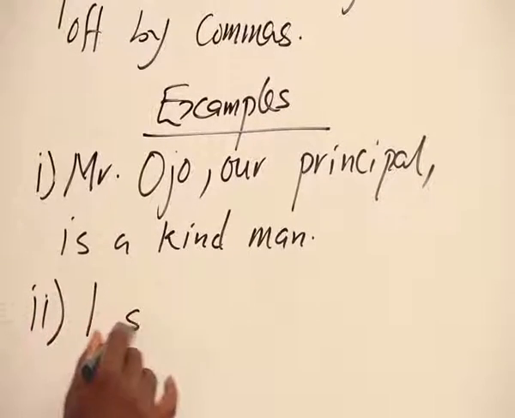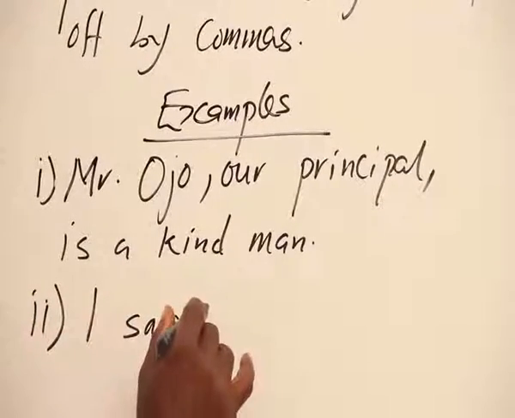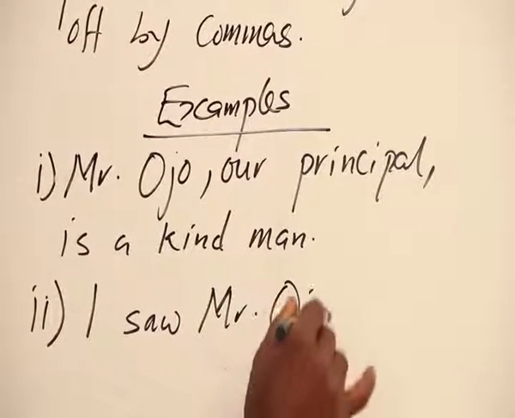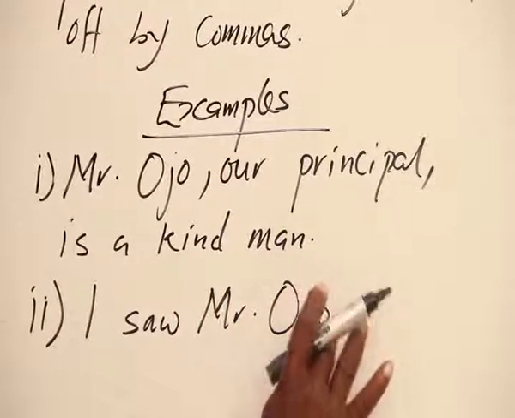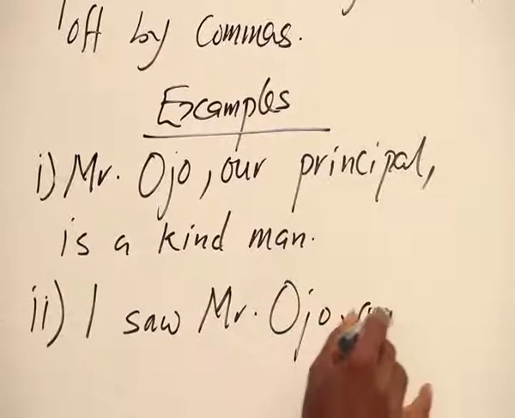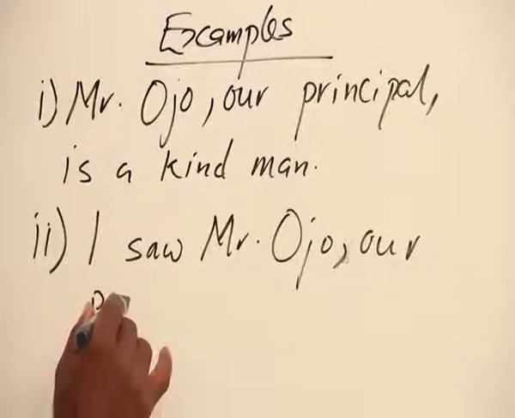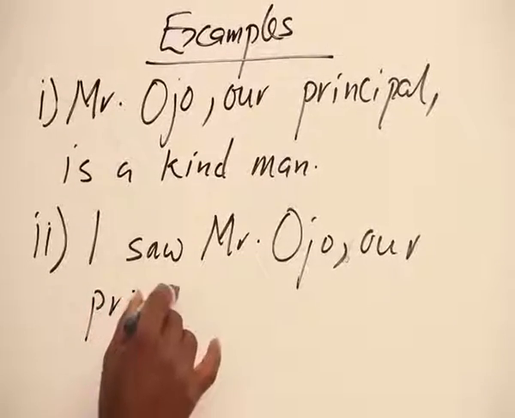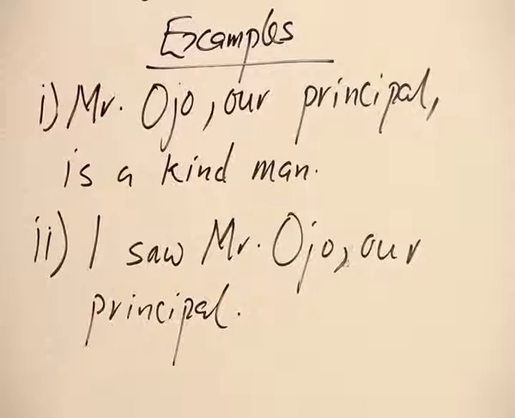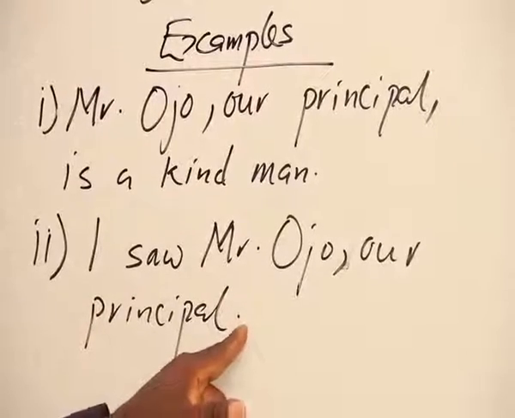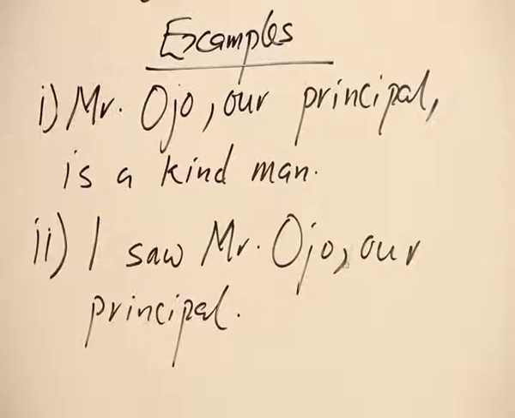I saw Mr. Ojo, our principal. In this case, this next comma is taken over by the period, which must come at the end of the sentence.